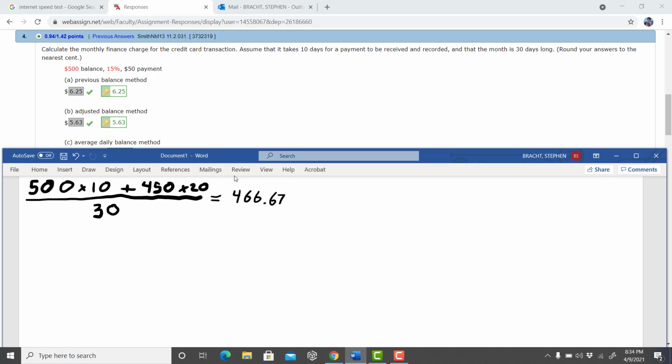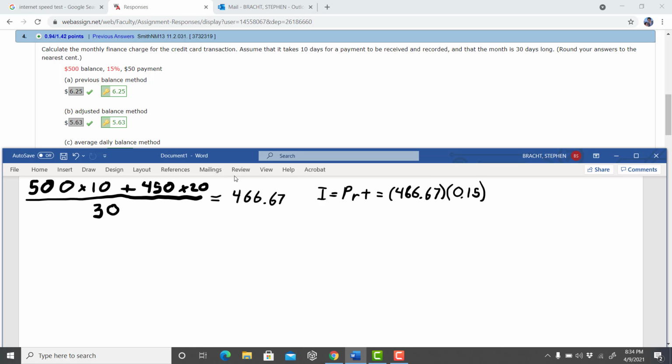So the finance charge, which is the interest, is found by using the simple interest formula, which is P R T. Sorry about the weird lines on my screen there. I'm not sure what is causing that, but I'll try to figure that out later. So the principal is the average daily balance, which is 466.67. The interest rate is given as 15%, 0.15.